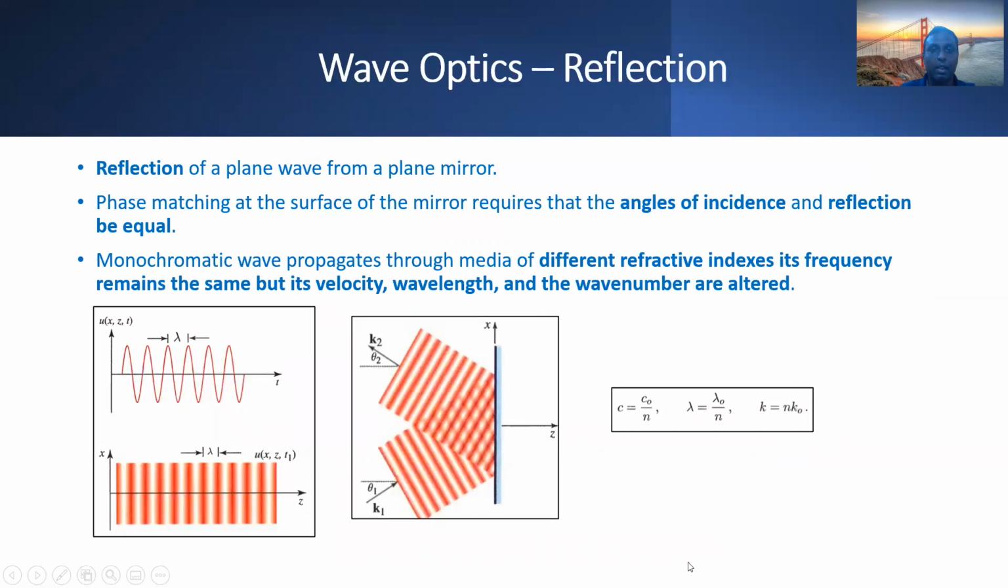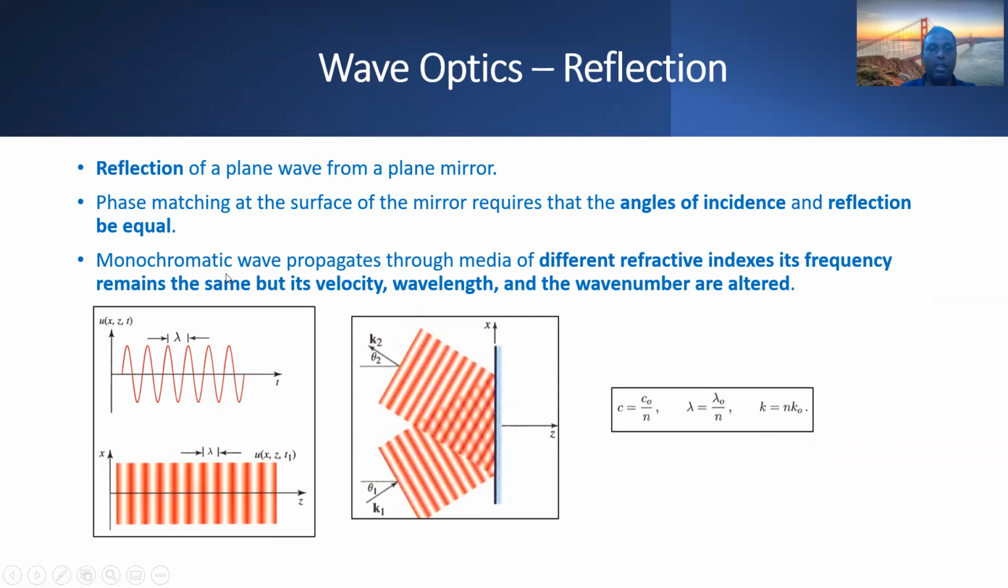Okay. Reflection in wave optics. Reflection of a plane wave from a plane mirror, right? Phase matching at the surface of the mirror requires that the angle of incidence and reflection be equal.